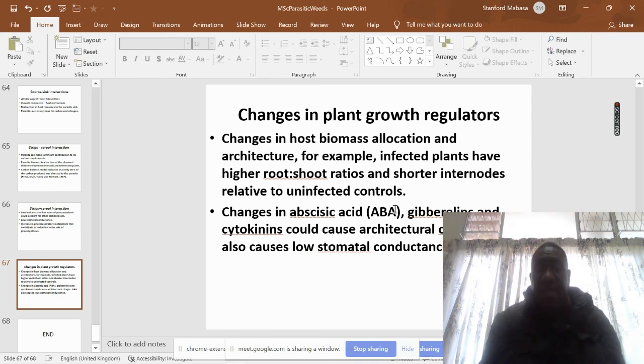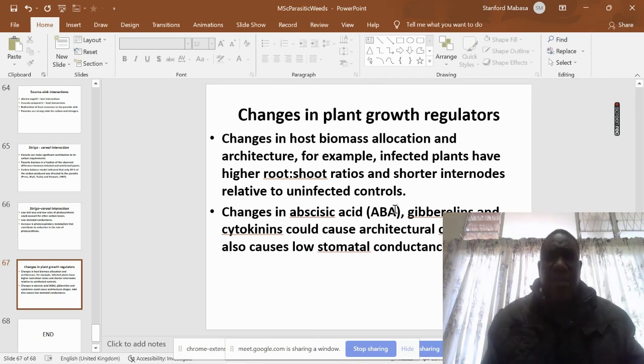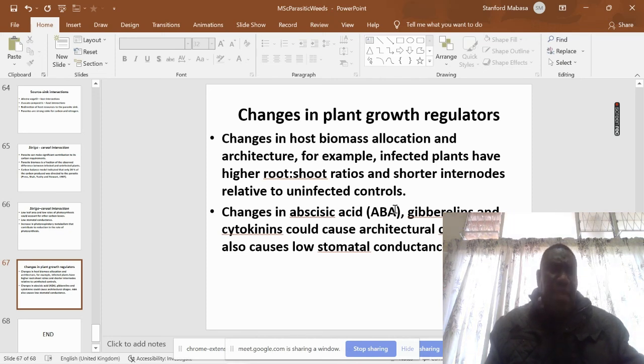Now, changes in abscisic acid, gibberellins, and cytokinins could cause architectural changes. If you have architectural changes, it may mean that in maize, the leaves will be bunched together in such a way that there is going to be self shading. That also reduces photosynthesis. And also ABA can cause the stomata to close and limit carbon dioxide, which is also essential for carbohydrates. And these have consequences on the growth of the plant, which becomes reduced. So these are some of the effects of the parasites on their hosts.